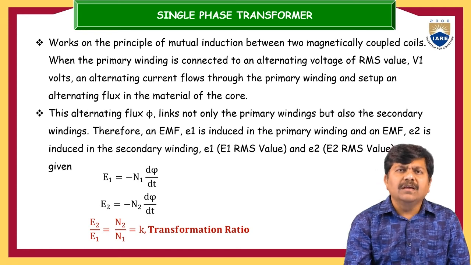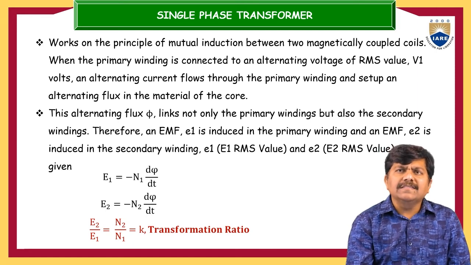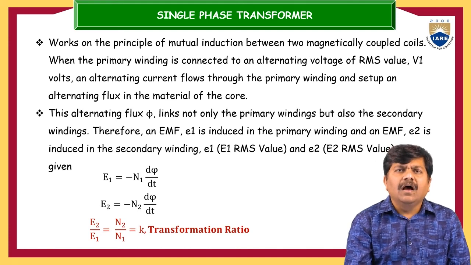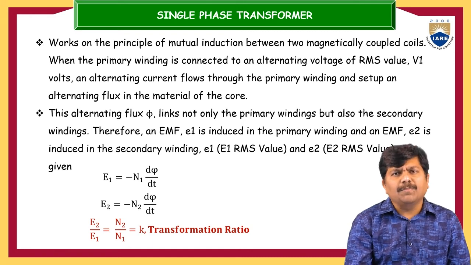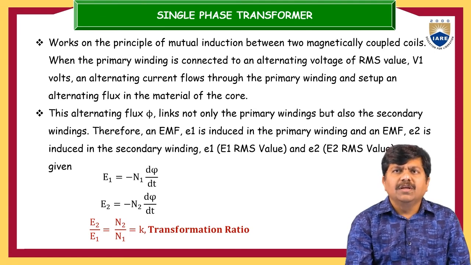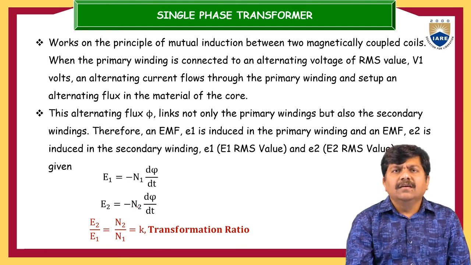How many number of turns, and what could be the flux? The number of turns is N1, and in the secondary the number of turns is N2. Why is there a negative? Because as per Lenz's law, the induced EMF always opposes the cause. What could be the cause for the primary induced EMF? Supply voltage is the cause. So the direction of the primary induced EMF is always opposite to the supply voltage. That's why, as per Lenz's law, we are keeping a minus for the induced EMF E1 and for the induced EMF in the secondary winding, E2.